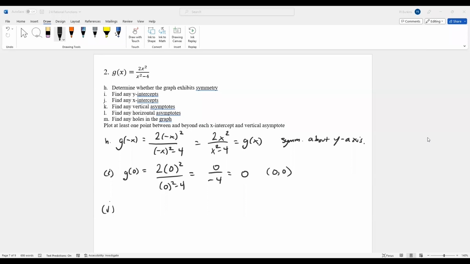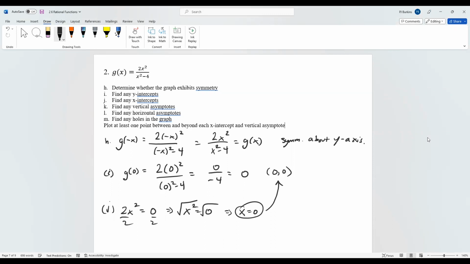So to find the x-intercepts, we need to figure out where the numerator is equal to 0. So we need to set 2x squared equal to 0. We divide by 2, which gives x squared equals 0. Take the square root, and we get x equals 0. All right, so that is our x-intercept, which just so happens to be the exact same thing as the y-intercept. So there's only one intercept for both, and it's the origin.